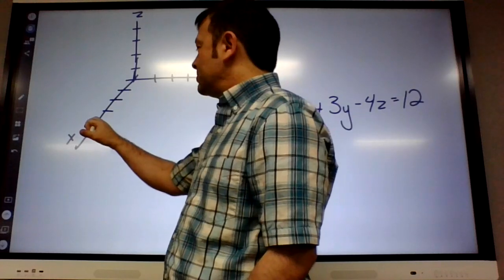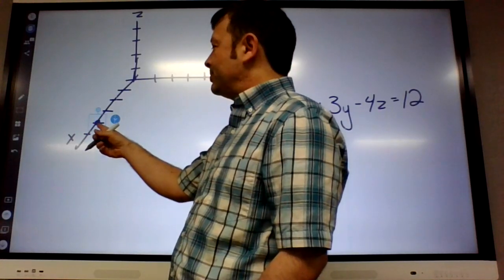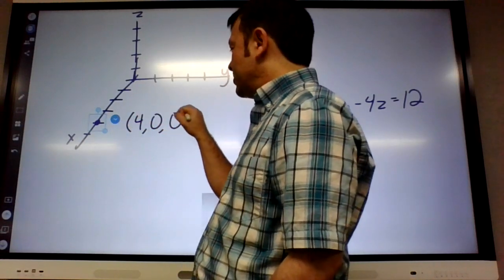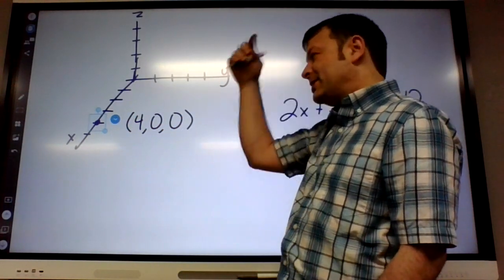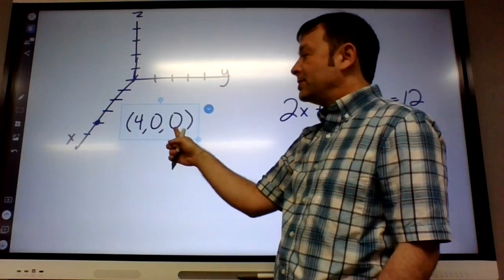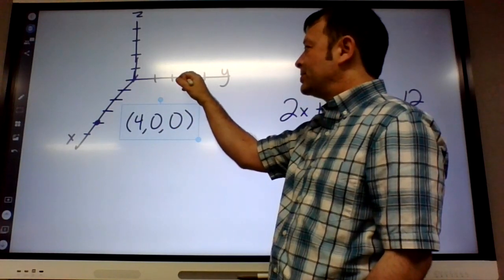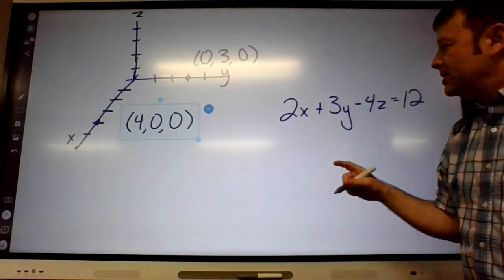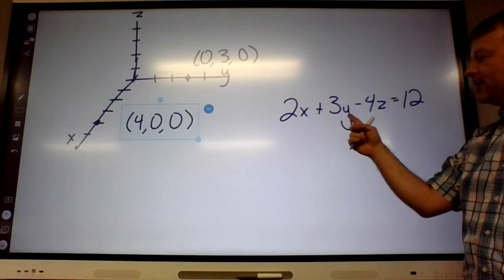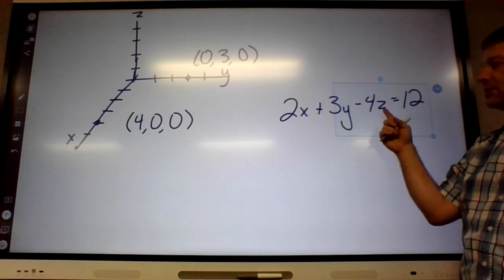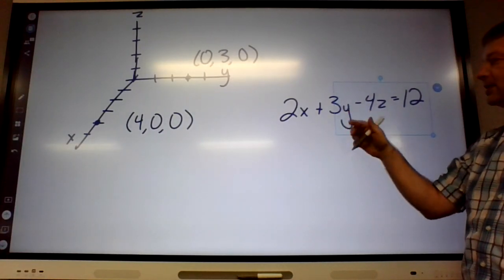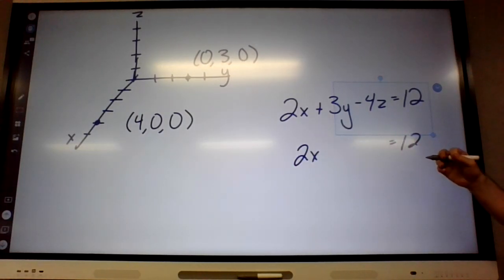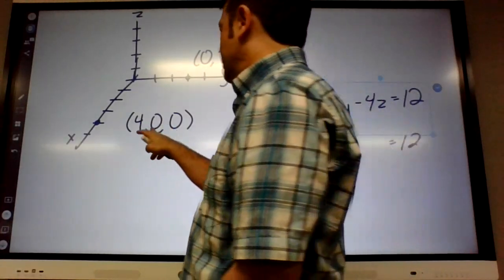Do you guys know what the coordinates of this point would be? 4, 0, 0, exactly. What's unique about an x-intercept is that the y and z values are always 0. And same thing for the y-intercept. What's unique about the y-intercept is that the x and z values are 0. So we can find the x-intercept by making the y and z values 0 over here, so that makes them go away. And then we're just left with 2x equals 12. So what's the x-intercept going to be? 6. So 6, 0, 0.